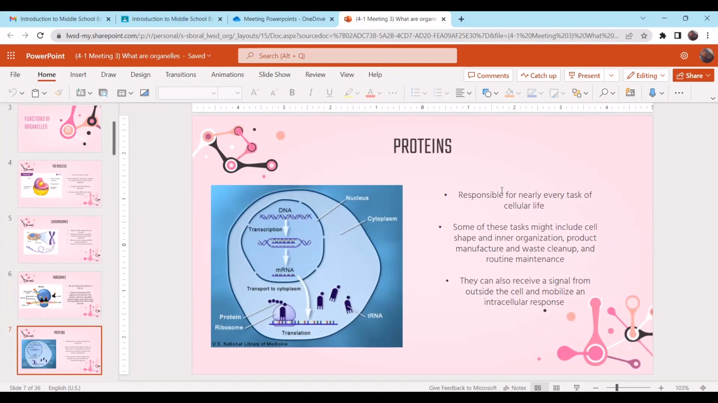Daily, your cells need to perform some actions like gaining energy, sometimes DNA replication to prepare for cell division. They can also receive a signal from outside the cell and mobilize an intracellular response. So basically being able to communicate with other cells. An example I can think of right now would be contact inhibition.